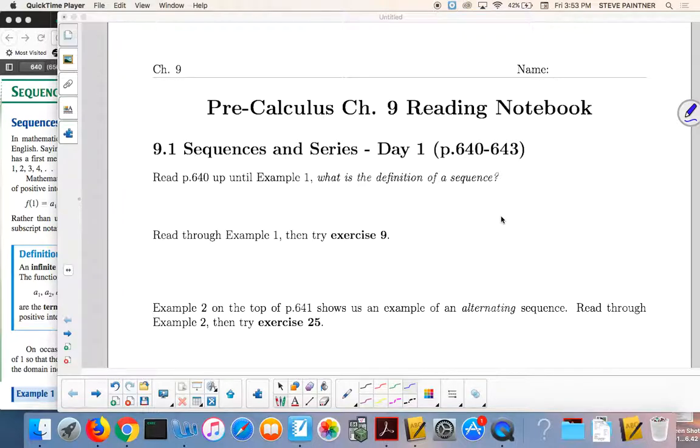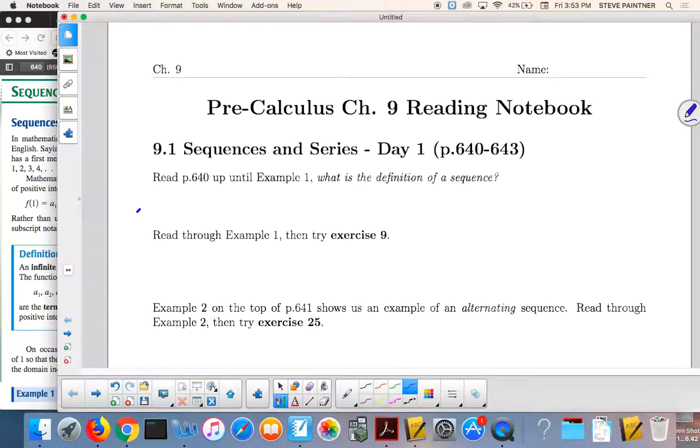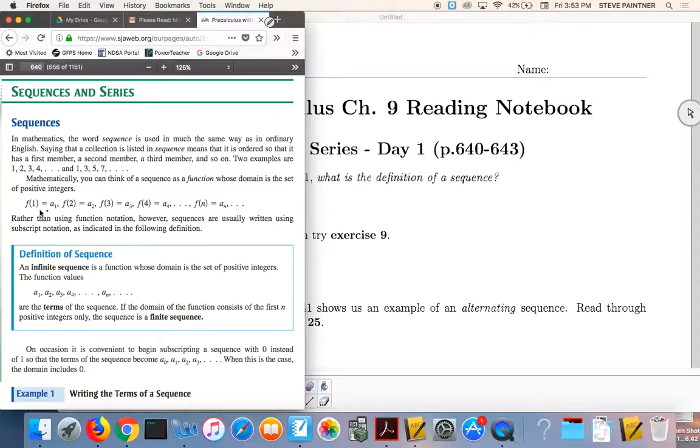The first thing they want us to figure out in these notes is the definition of a sequence. So let's go to our book and read a little bit, and see if we can figure out what that is. It says, in mathematics, the word sequence is used in much the same way as in ordinary English. Saying that a collection is listed in sequence means that it is ordered so that it has a first, a second, a third, and so on. It gives two examples: the sequence 1, 2, 3, 4, and the sequence 1, 3, 5, 7, and it just goes on and on.